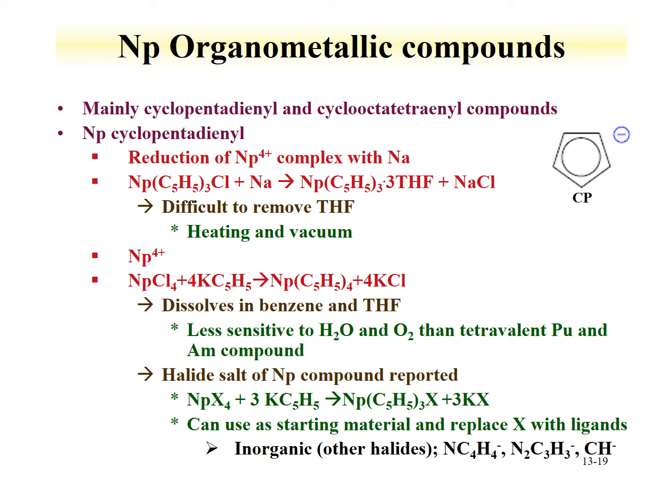It has been found the difficulty to remove the tetrahydrofuran from this compound, so there's strong coordination still in that environment. In Neptunium-4, a similar synthesis, again with a chloride starting compound, where we can get the 4 Cp ligands around the neptunium. This dissolves in benzene and tetrahydrofuran and could allow spectroscopic examination of this material to be performed.